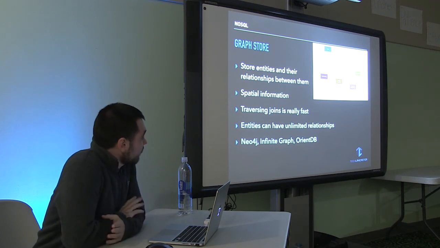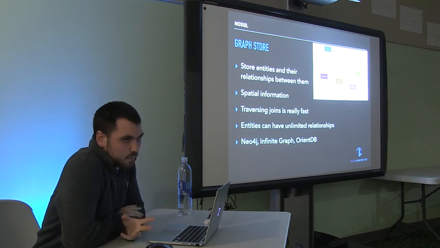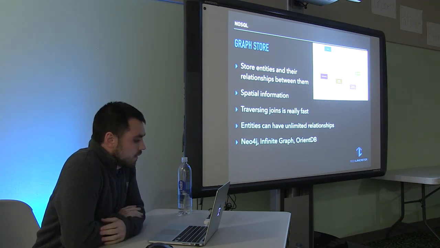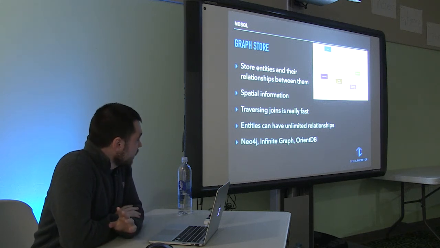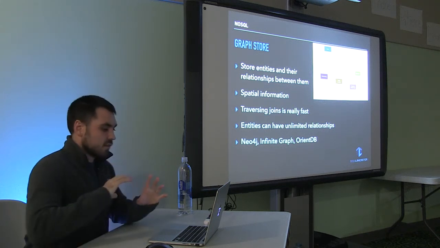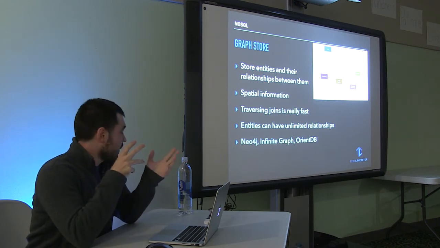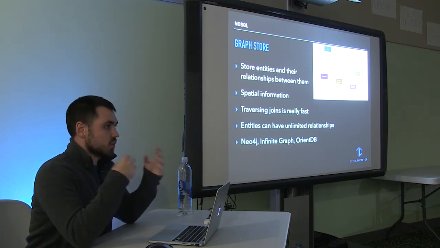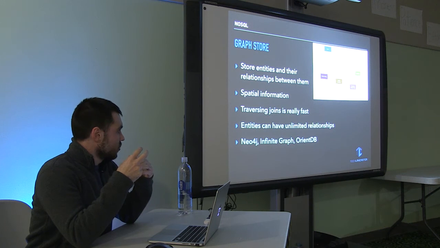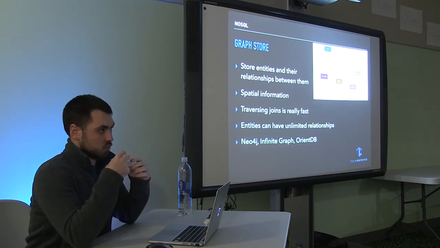And then last we have graph stores. So this is more spatial related information, things that are not necessarily one-dimensional. Basically you can store entities and the relationships between them. And the interesting thing about this is the entities can have as many relationships as they want. So traversing relationships is super fast.